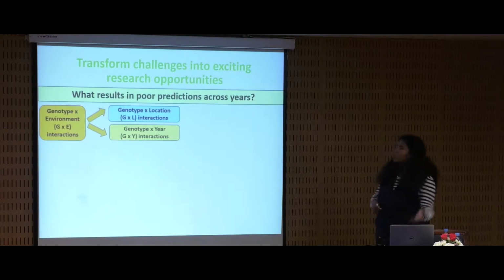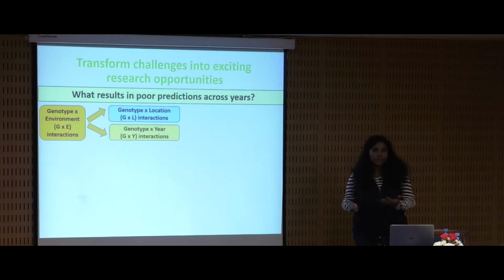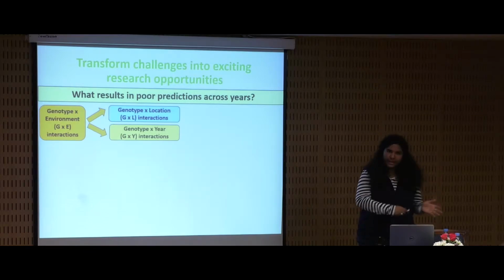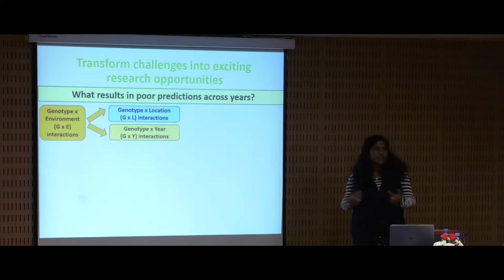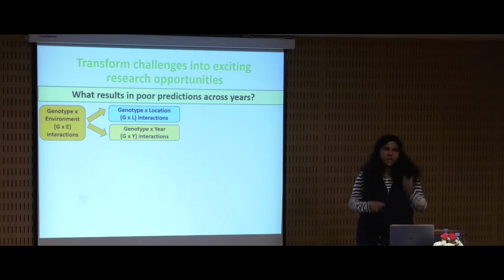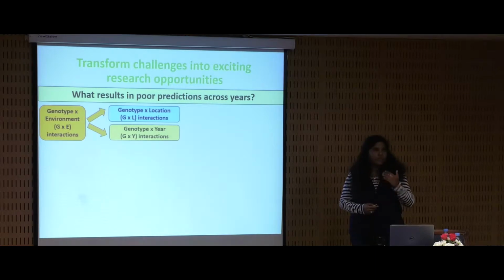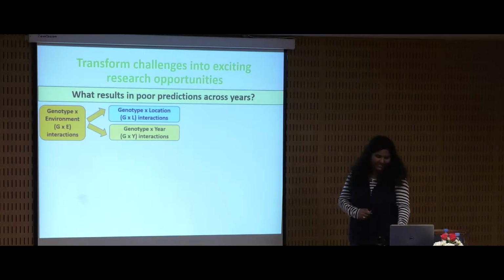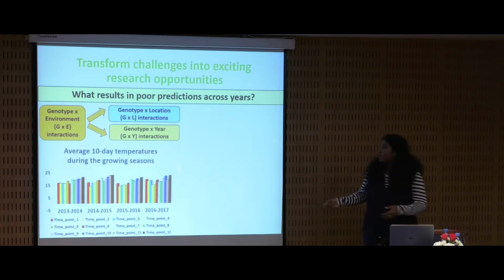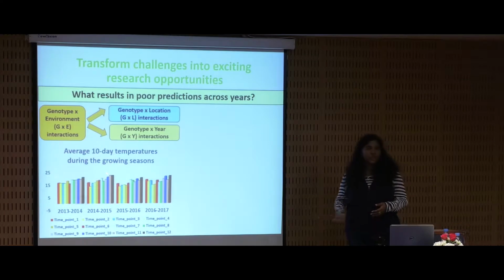One more, so again, the question is, what is leading to all these differences? So it could be G by E, and I would like to categorize that into G by L, which is genotype by location interactions, and G by Y, which is genotype by year interactions. And we do not have very much of a location interaction because all of these lines are evaluated in Ciudad Obregón. So the location is kind of fixed for us across the years, but there is a huge impact of G by Y interactions.